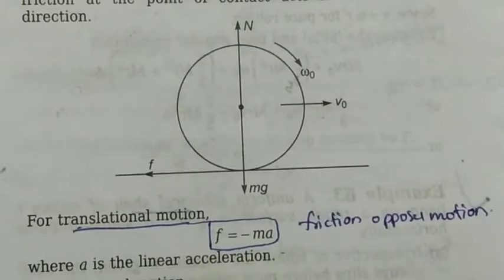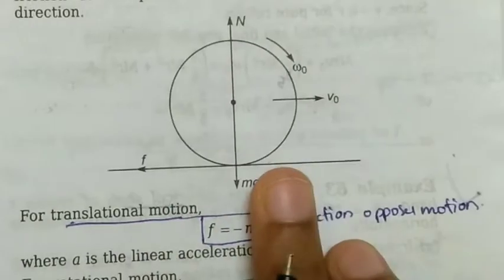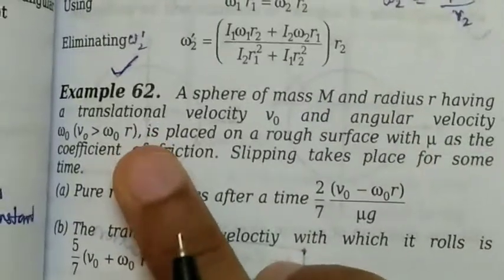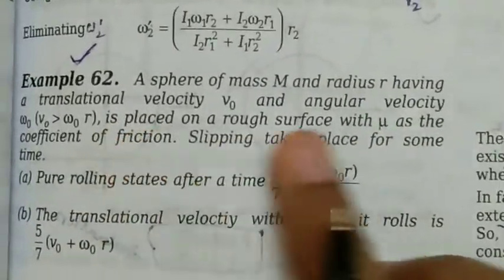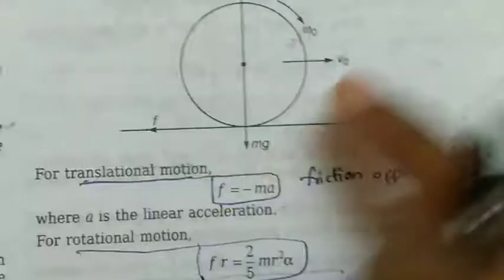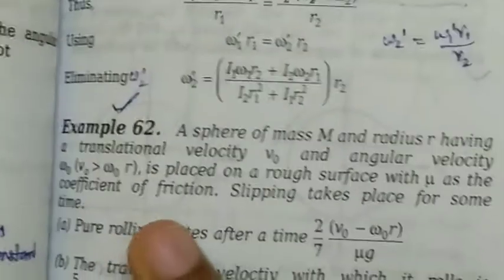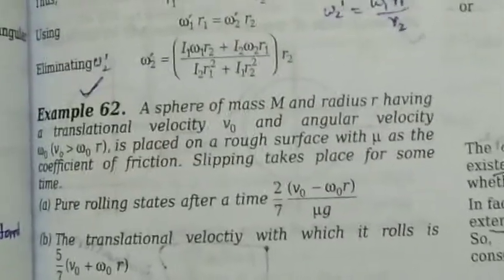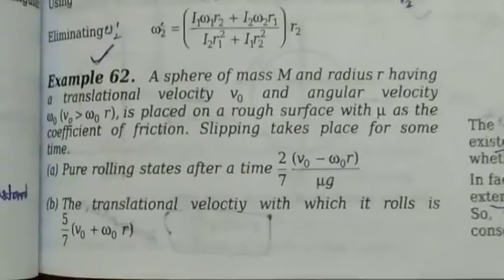In that case, it moves an extra distance other than the rolling distance, because of slipping of the sphere. So that is the condition, v naught greater than r omega naught, and it is placed on a rough surface with mu as the coefficient of friction. So this rotating sphere is suddenly placed on the rough surface, and its coefficient of friction is mu. Slipping of the sphere takes place for some time, which means not pure rolling motion, but slipping also takes place for some time.